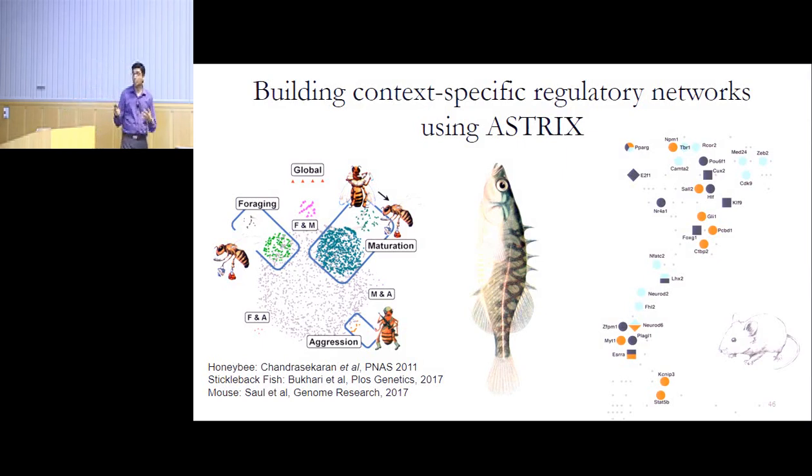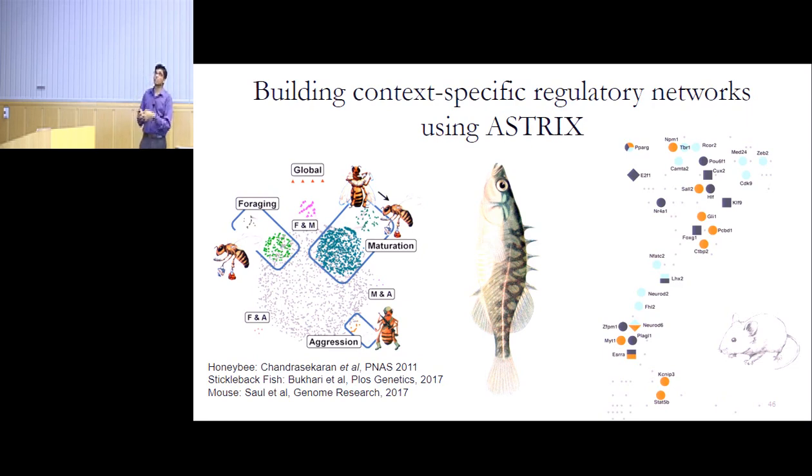For example, one important thing about ASTRIX is that it creates what's called context-specific regulatory networks. What this means is that it does not give you a model for mouse. It gives you a model for mouse, in this case, responding to an intruder threat. So, for example, when you expose a mouse to a foreign intruder, there's a change in brain gene activity. So we were able to use ASTRIX to identify the set of transcription factors that were involved in regulating the mouse response to this intruder threat.